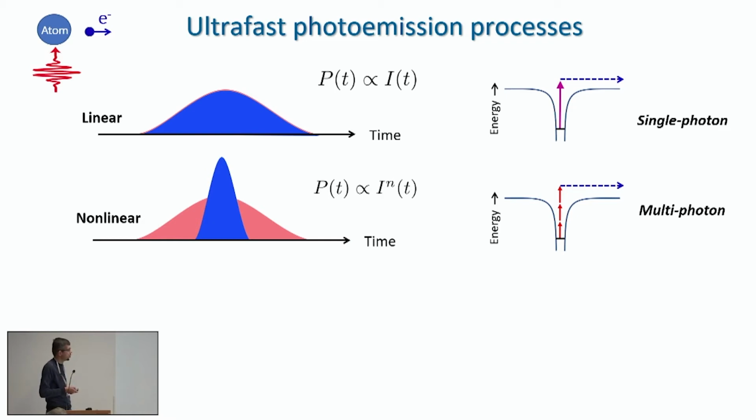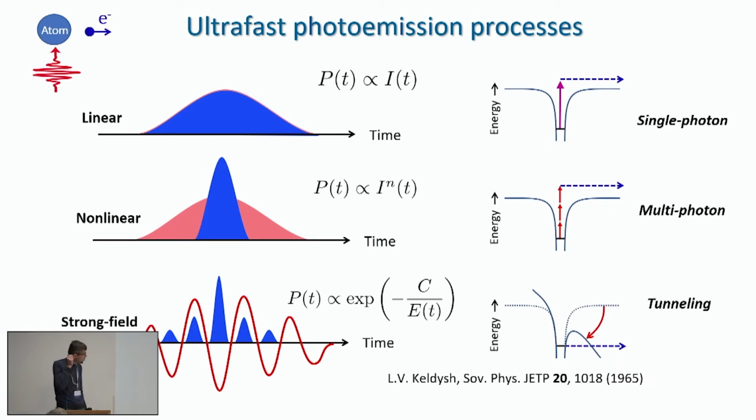But that's not the end of the story. There is also the tunneling regime, where the electric field of our laser pulse becomes so strong that it is very violent with the atom. It bends the Coulomb potential of our atom so strongly that a tunneling barrier is formed, and the electron can escape when the optical field is at its peak.